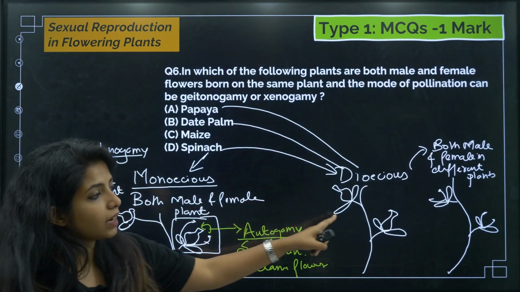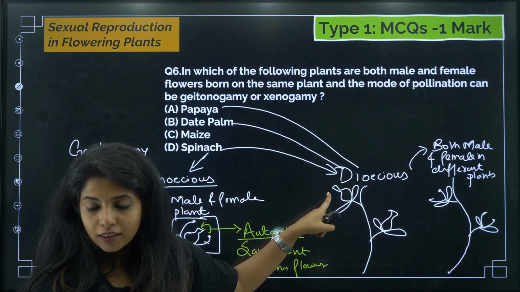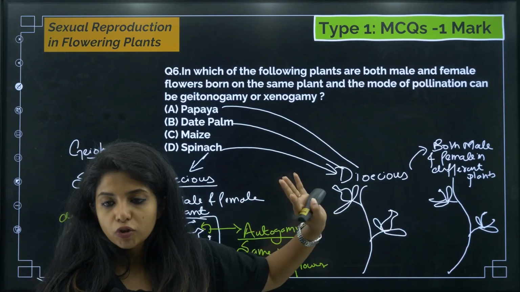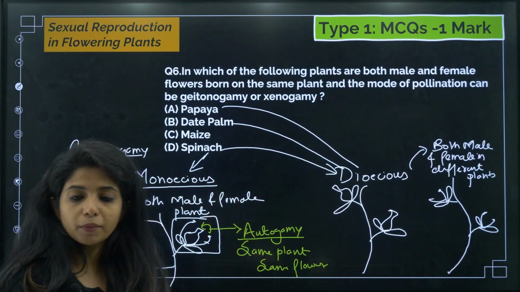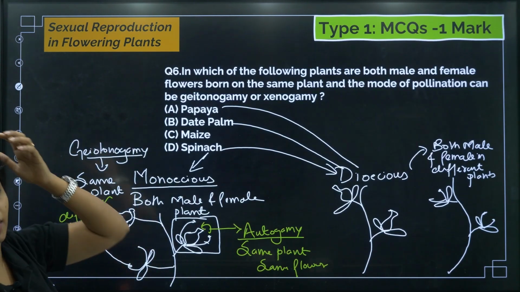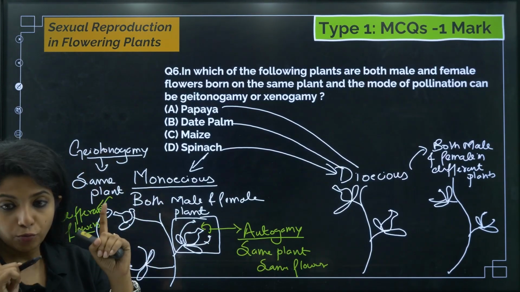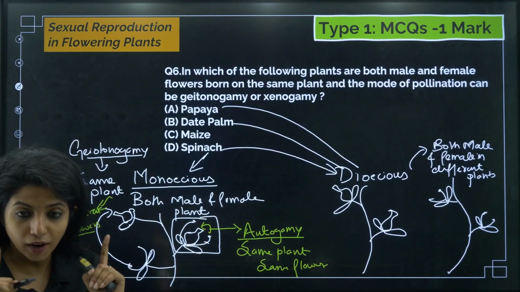Here, can geitonogamy happen? Do you see male parts over here? From here to here, does anything go? Nothing will be going. So geitonogamy won't be found in dioecious plants. Now talking about xenogamy. What do you mean by xenogamy? Xenogamy is when things go from one plant to another plant.